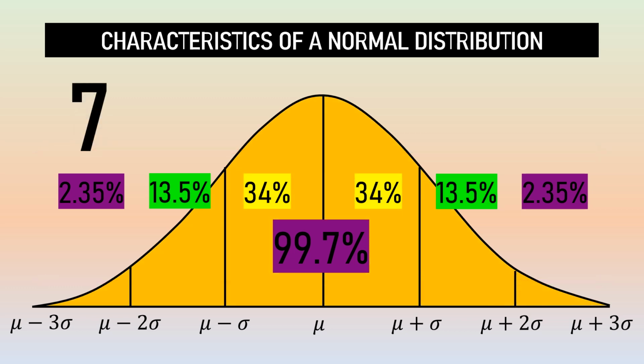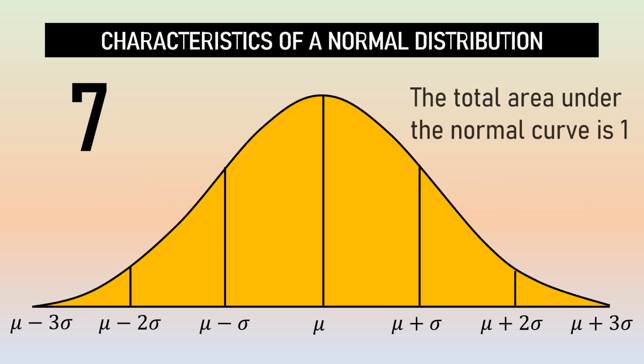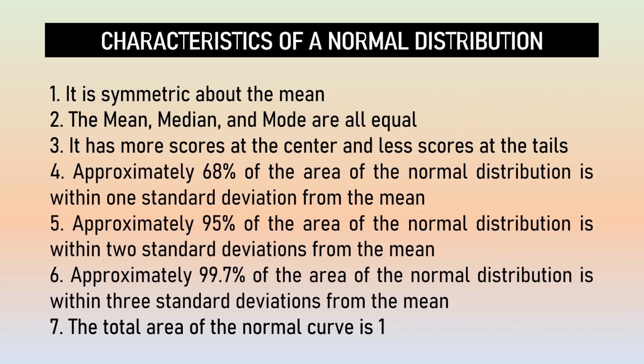Lastly, if we consider all the areas under a normal distribution, we can say that the total area under the normal curve is equal to 1. To sum up the characteristics of a normal distribution, here's all of them.